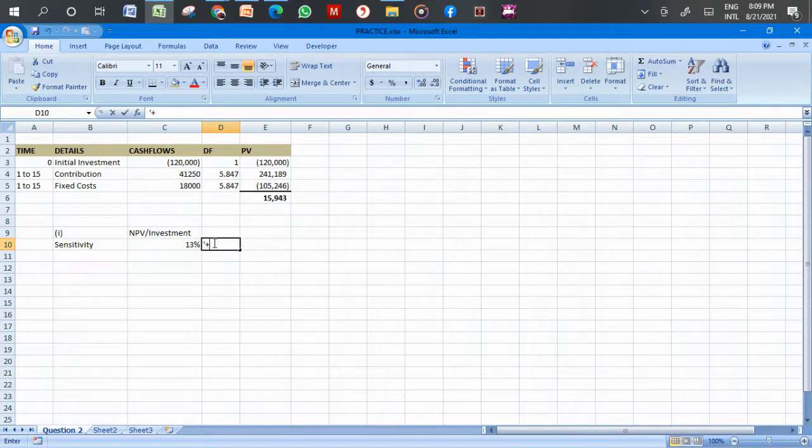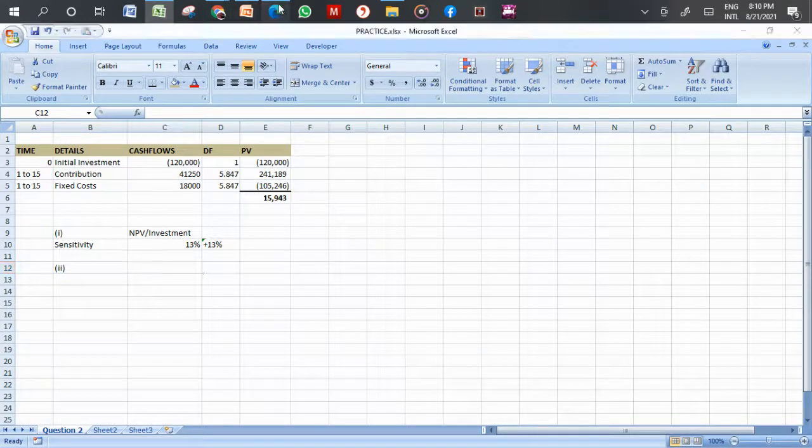Let me write something here. It's a plus 13%. So we allow the initial investment, because it's a cost, to increase by 13% before the project is undesirable. So that is the sensitivity of our initial investment to the net present value.